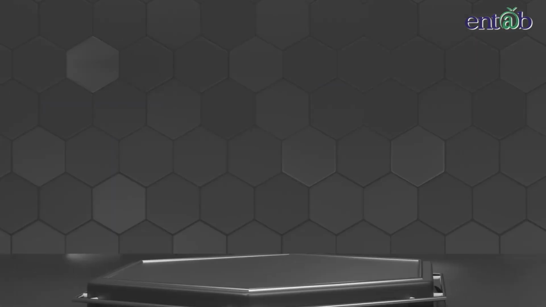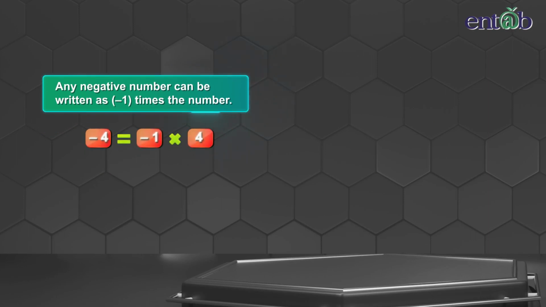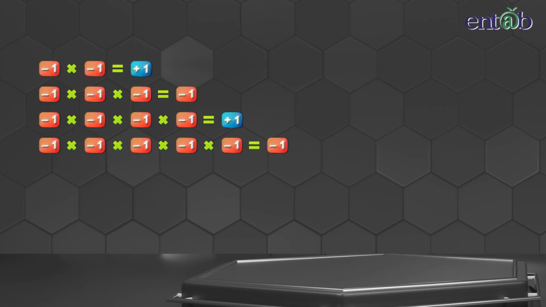An interesting fact to note here is that any negative number can be written as minus 1 times the given number. For example, negative 4 can be written as negative 1 times 4. This relates to a special property as shown here. It means that if the integer minus 1 is being multiplied even number of times, the product is positive 1. And if the integer is being multiplied odd number of times, then the product is minus 1.